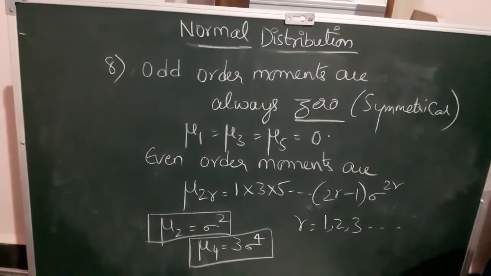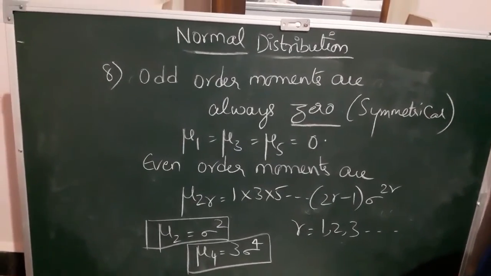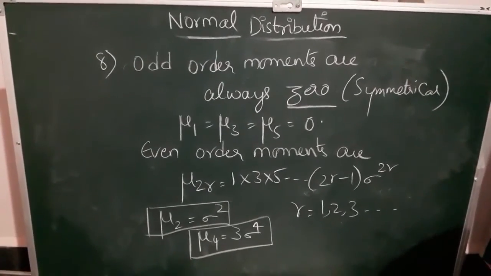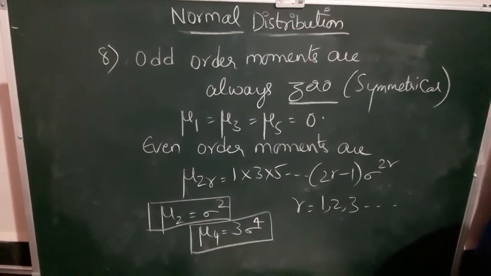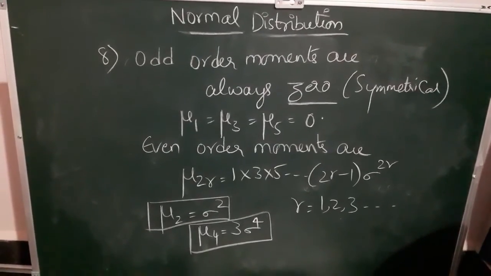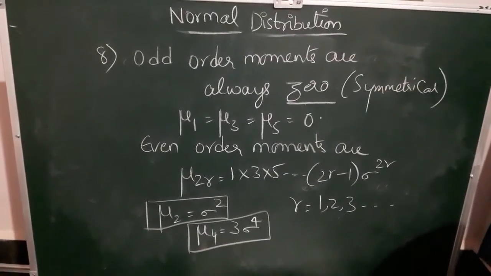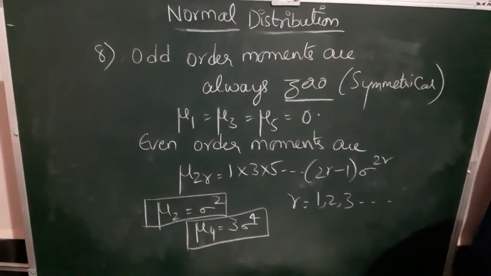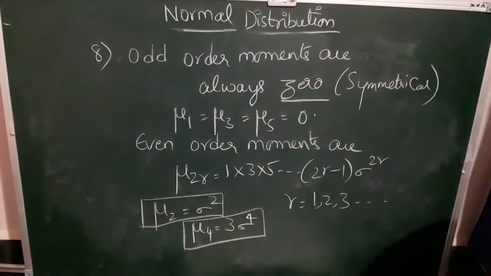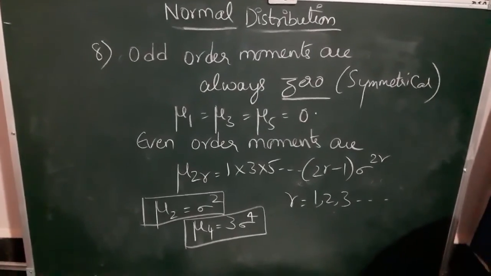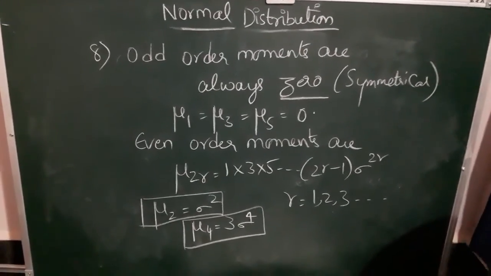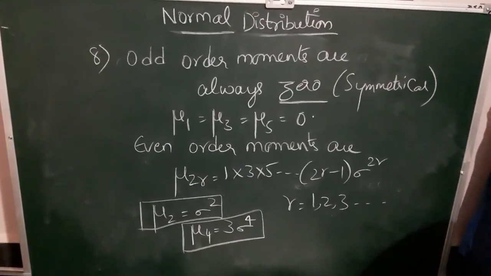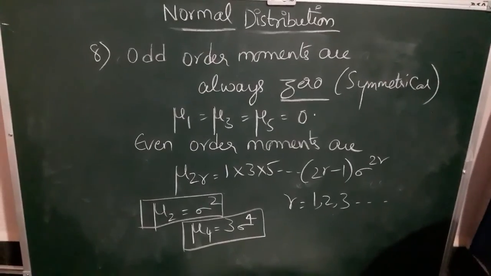So totally 8 properties I have given you. A few more properties I am going to continue in the next video. Please make sure you observe all these properties clearly and make a note of them. Thoroughly practice them. Clear? So we have a few more properties of the normal distribution. In the next video I am going to finish the properties of the normal distribution. Thank you.